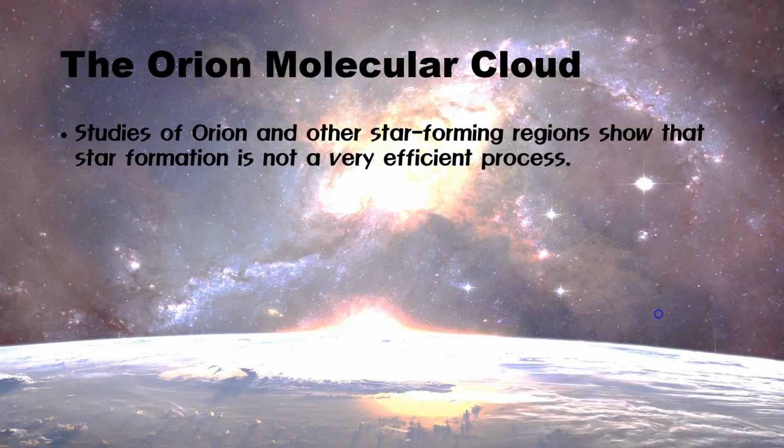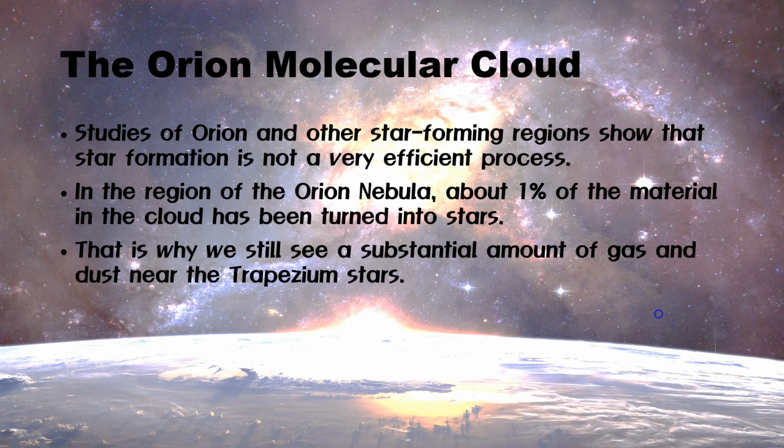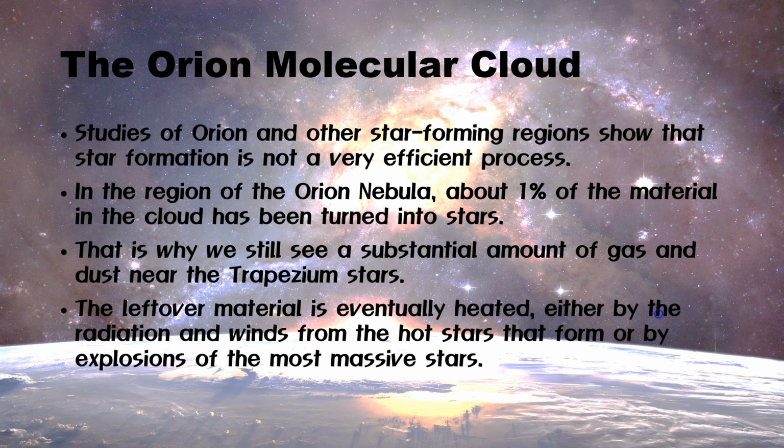Now, studies of Orion and other star-forming regions show us that star formation is not a very efficient process. You might think that physics has this down, but it's not as efficient as it should be, because even in the region of the Orion Nebula, only about 1% of the material in the cloud has actually been turned into stars. This is why we can still see a substantial amount of gas and dust near the Trapezium stars. The leftover material that we see is eventually heated, either by radiation and winds from the hot stars that form, or by explosions from the most massive of stars.